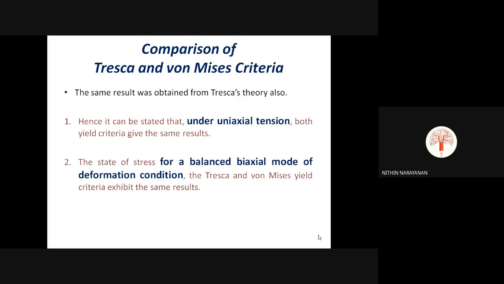And the second condition is a balanced biaxial mode of deformation, where stress is applied along two axes. In that case, Tresca and von Mises yield criteria achieve the same result. So the first point: in uniaxial tension, both criteria give the same result. Second point: in balanced biaxial deformation also, both criteria achieve the same result.